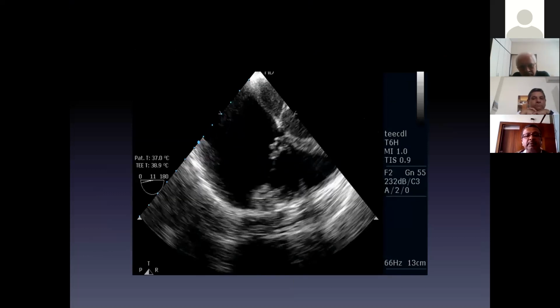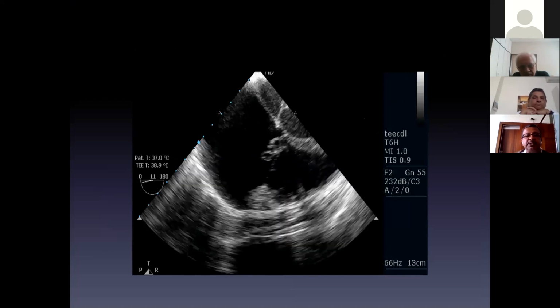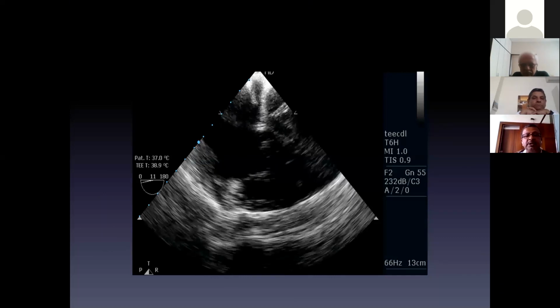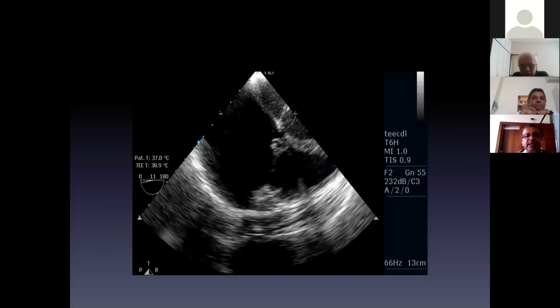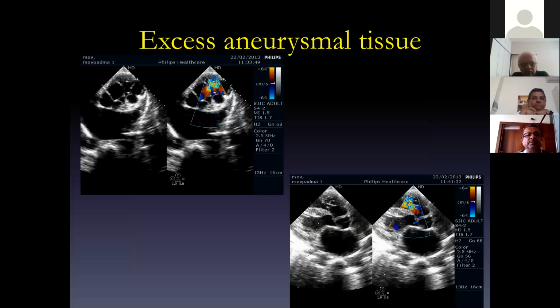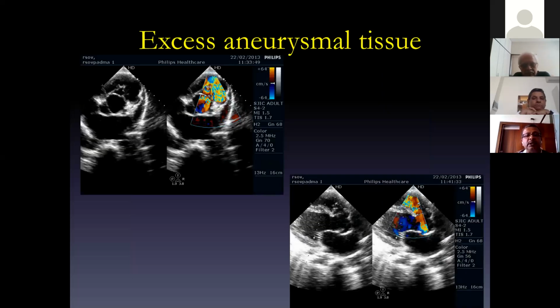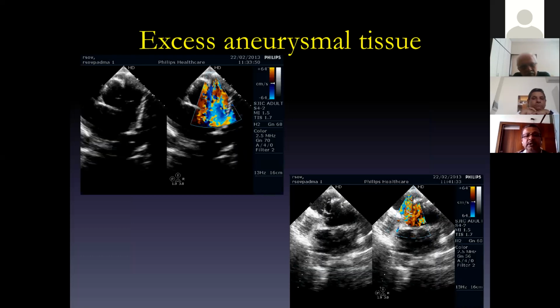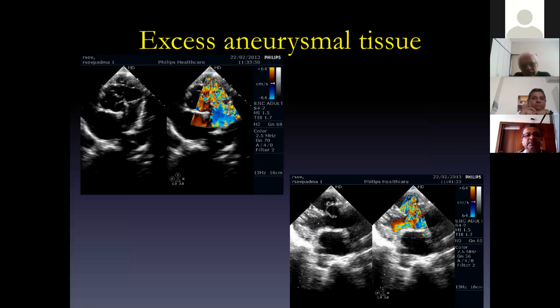Possibly somebody might mistake it for a prolapse of the tricuspid valve or redundant tissue of the septal leaflet of the tricuspid valve. No, it is an outpouching of the RSOV. These are all various echo pictures. This is how it looks like. A large shunt opening into the RVOT. Large aneurysmal tissue, an excess of aneurysmal tissue.